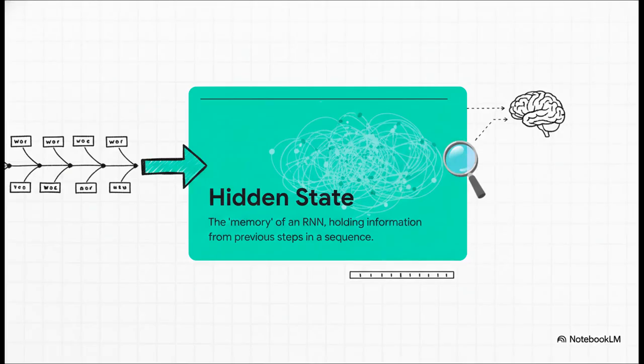Now, this memory has a technical name. It's called the hidden state. But honestly, the easiest way to think about it is just as the network's short-term memory. As it reads a sentence, word by word, that hidden state is constantly getting updated, carrying the context of what it just saw forward to the next word.